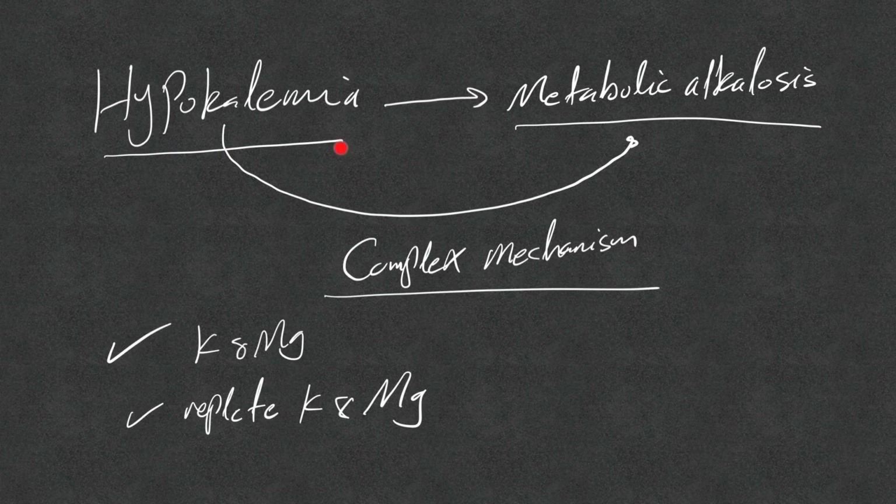Now, hypokalemia, very important. Almost always metabolic alkalosis is associated with hypokalemia. The point here: any condition that leads to hypokalemia can lead to metabolic alkalosis. So remember, in any metabolic alkalosis, check potassium and check magnesium and replete aggressively. Without adequate repletion of potassium or magnesium, you will not be able to correct the metabolic alkalosis.